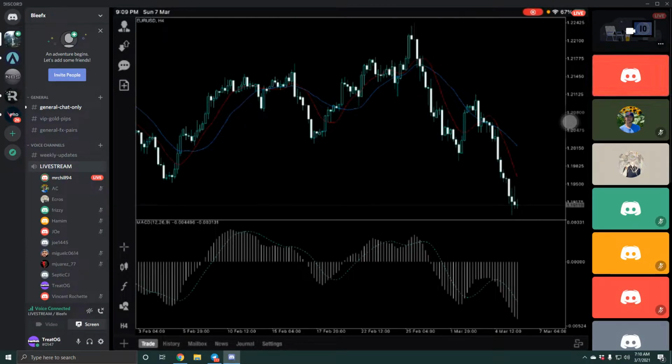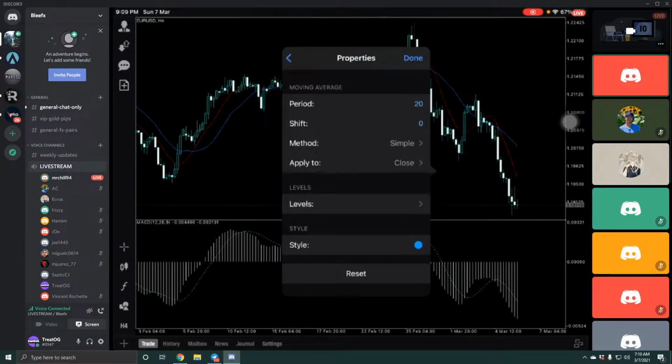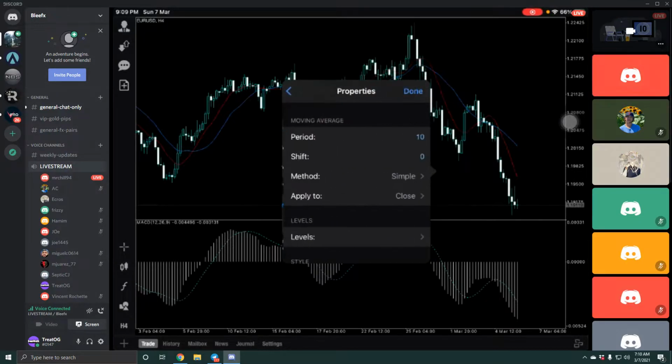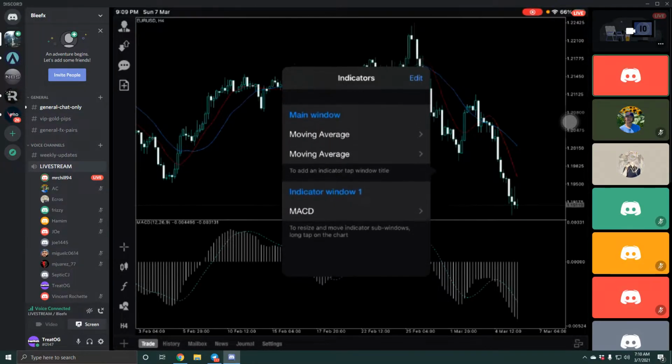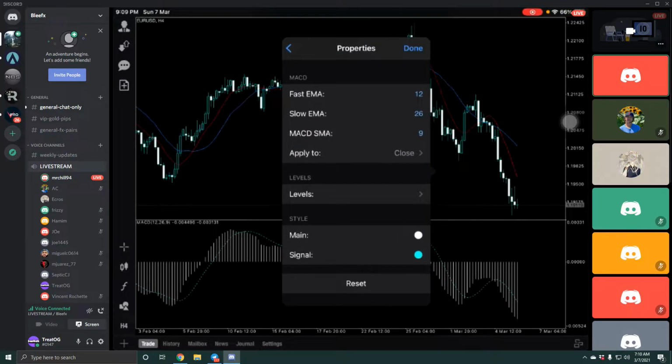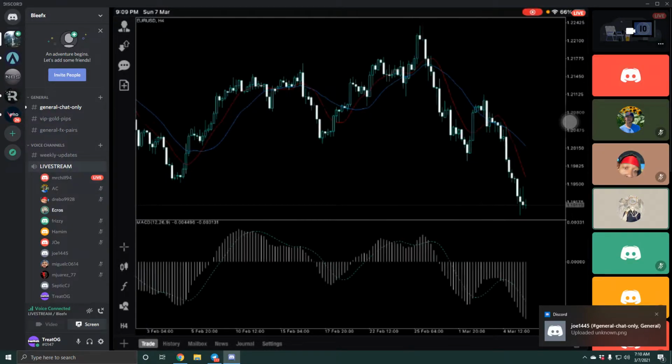So you all need the setup. The setup is simple. Just moving average, period 20, simple, style, whatever color you like. And then another one, 10, simple, close, and another color. And then just a MACD, the default one. Reset everything to default. Yeah, that's how I have mine. Get it? Yep. Okay.